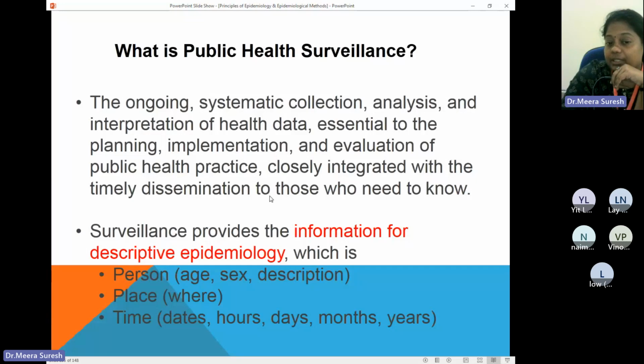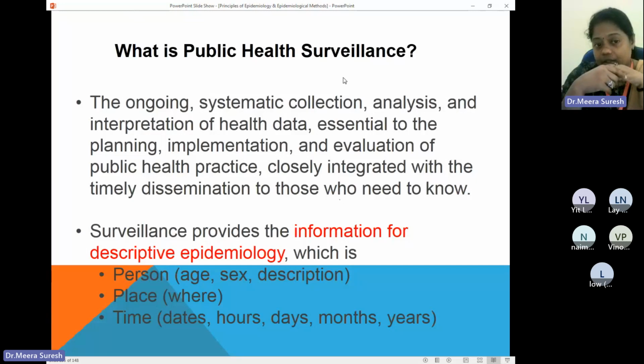And also finally to disseminate, because the knowledge you gained shouldn't be kept within you. If it is useful to the society, it should be disseminated in a conference hall, or in a newspaper, or somewhere where the result will be informed to the population or the concerned stakeholders. So that is actually what we mean by surveillance.